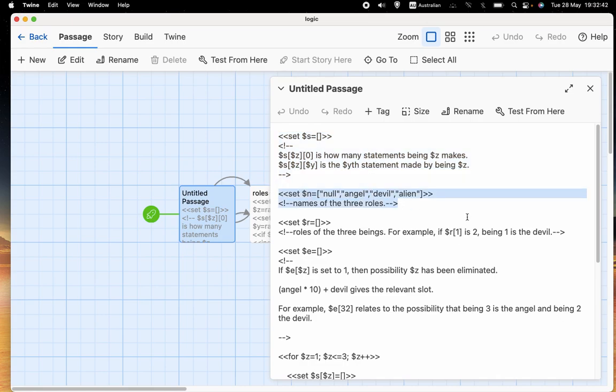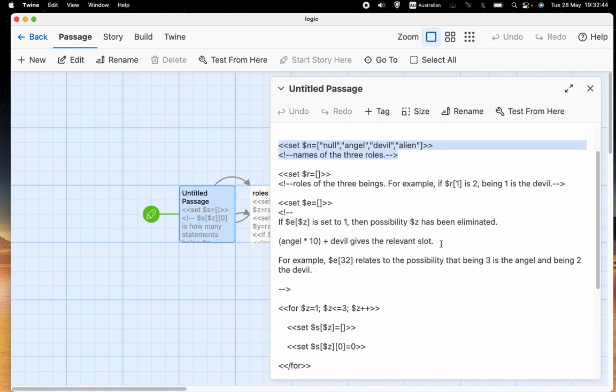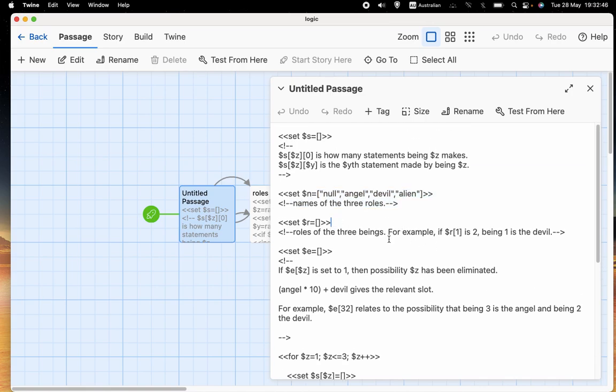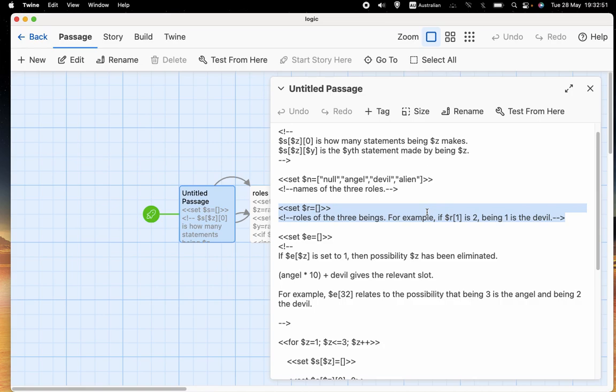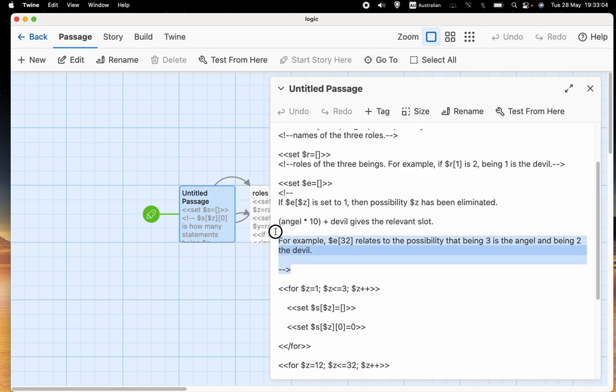N is an array with the names of the roles: angel, devil, and alien. R is an array with essentially the answer to the puzzle, the roles of the 3 beings. So, for example, if R[1] is 2, then being 1 has role 2, which is devil, which we can see from looking at N. E, this is a very important array.